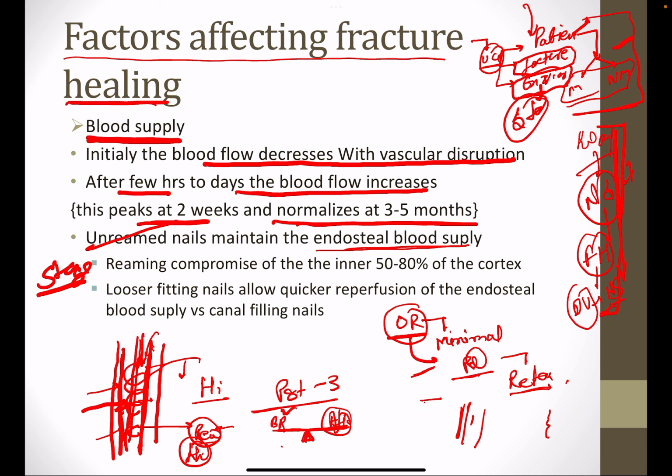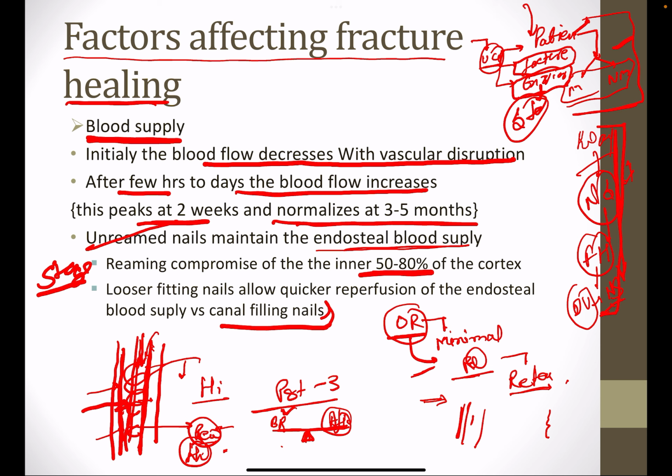In open, no extra soft tissue stripping should be done. While you're doing it closed, you should not try to put a very thick nail. You should try to put a nail of adequate thickness required for the fracture fixation. So here, reaming compromises 50 to 80% of the blood supply of the cortex. Looser fitting nails allow quicker reperfusion of the endosteal blood supply versus a canal-fitting nail.